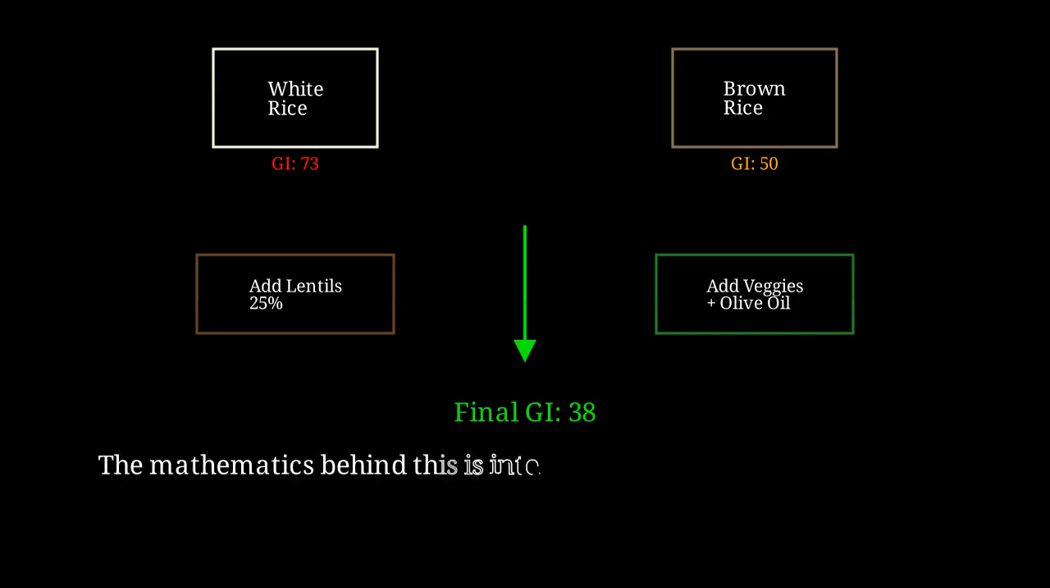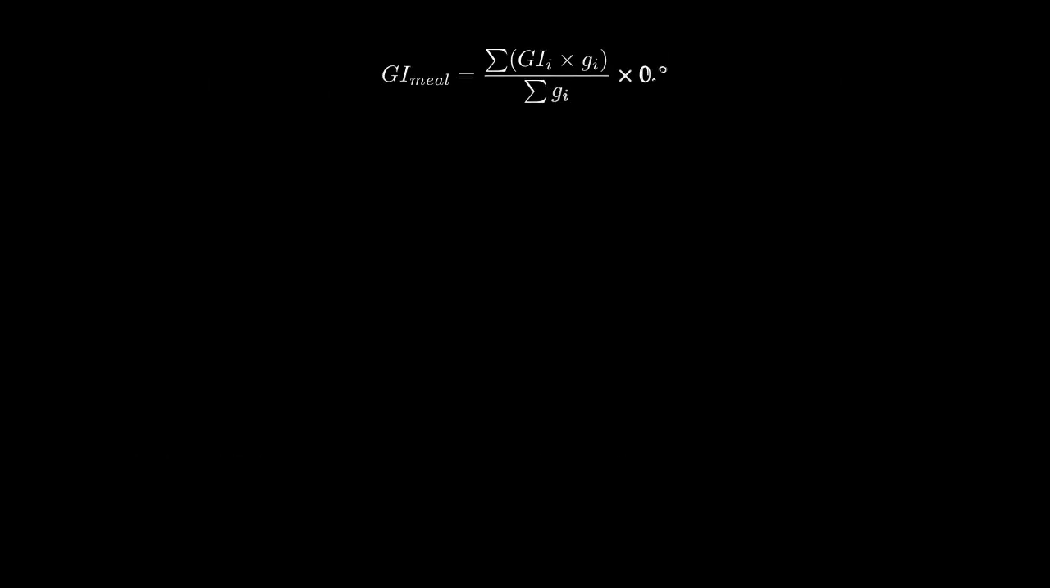The mathematics behind this is actually quite interesting. The final GI isn't a simple weighted average. The meal GI is calculated as the sum of each ingredient's GI times its carbohydrate grams, divided by total carbohydrate grams, then multiplied by 0.8 to account for the synergistic effect of fiber, fat, and protein slowing overall absorption.